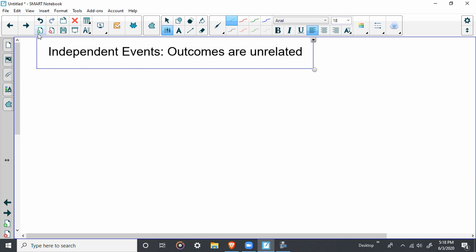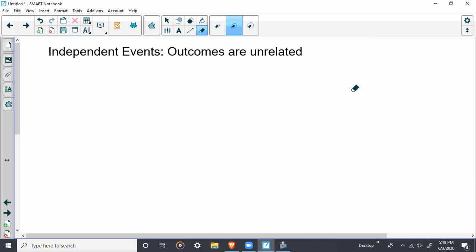But what we want to talk about is independent events and dependent events, okay? Because they're very much related to what we're talking about. So in a coin flip, the outcomes are unrelated. In other words, each time I flip the coin, right? So that coin flip we're looking at, if I said, hey, what's your probability of getting heads?